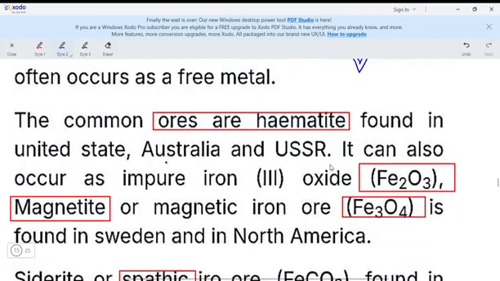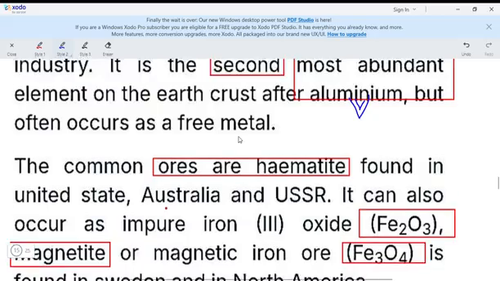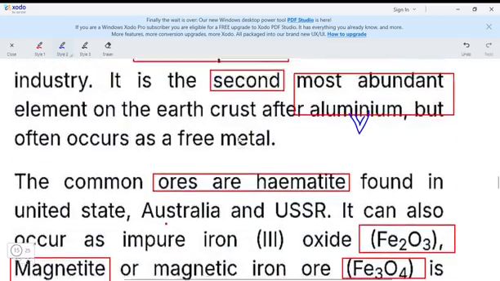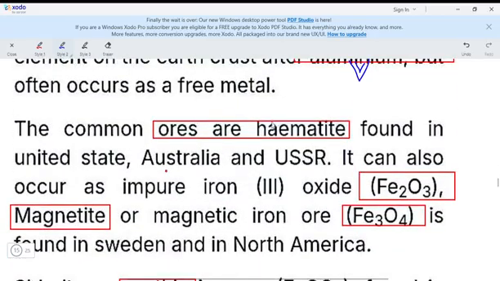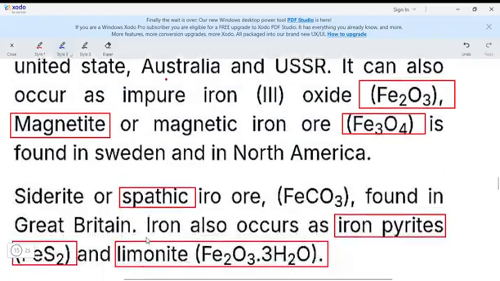Iron is mostly found in the form of ores, which are called hematites. Looking at hematite, the chemical formula is Fe2O3, that's iron(III) oxide. We also have magnetite, which is tri-iron tetraoxide. These are the different forms or ores of iron.